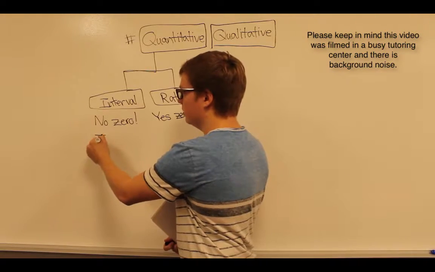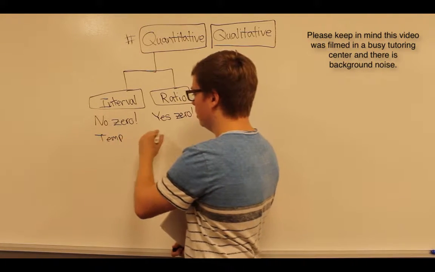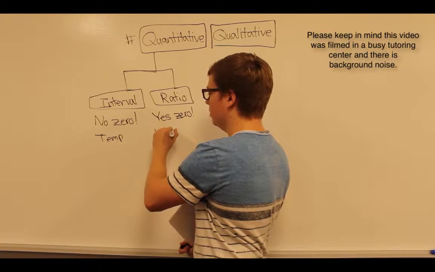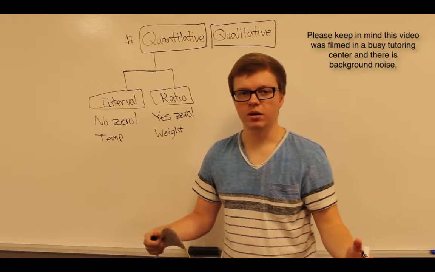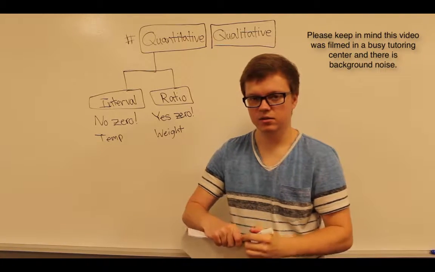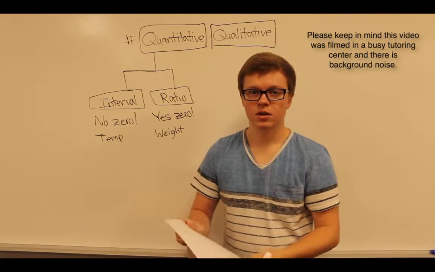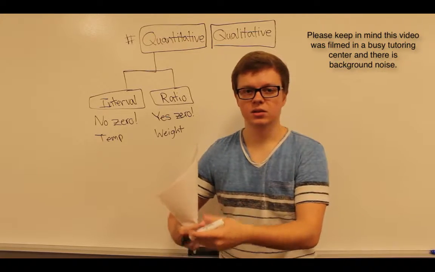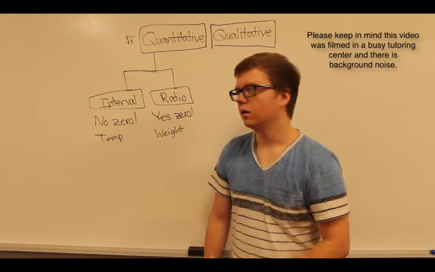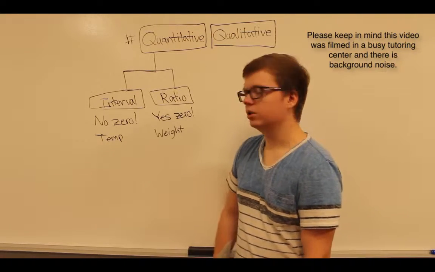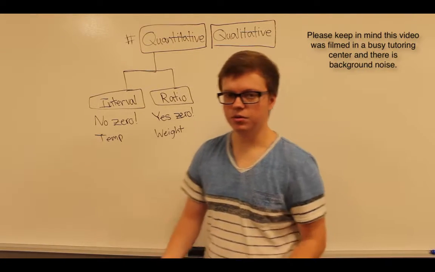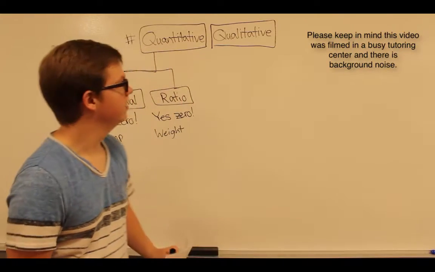An example of ratio data is weight. If someone weighs 0 pounds or 0 kilograms, that is a true zero. So you can say that 20 pounds is twice as much as 10 pounds. That's what makes weight, for example, ratio data. So those are the two types of quantitative data.